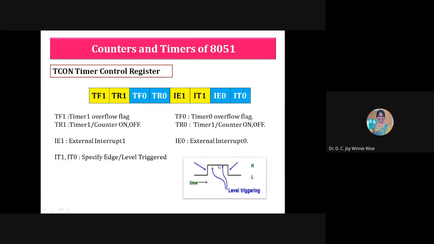When the timer wants to know, when we want to change the data, whether it is level triggered or edge triggered, that must be mentioned. Here, level means a stable voltage. Edge means there can be two types of transition: 0 to 1 and 1 to 0. So that's all about this counter and timer register.